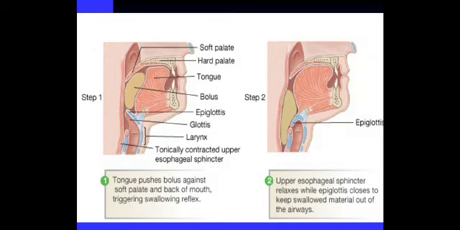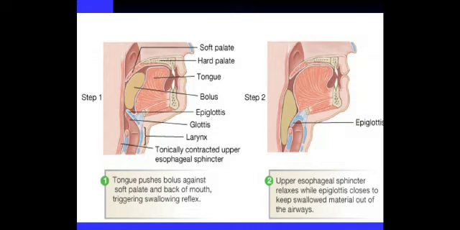During this period, the respiratory centers of the medulla are inhibited, causing interruption of respiration. So when you are swallowing, there is no respiration. The respiration is stopped or inhibited for 1 to 2 seconds. This is called deglutition apnea.